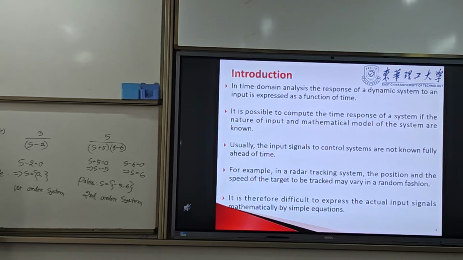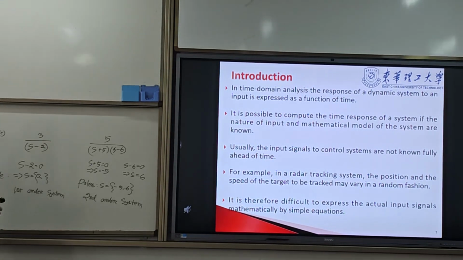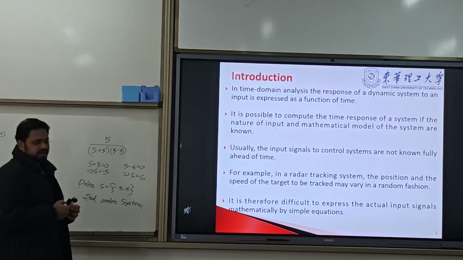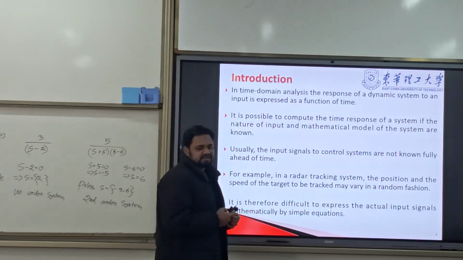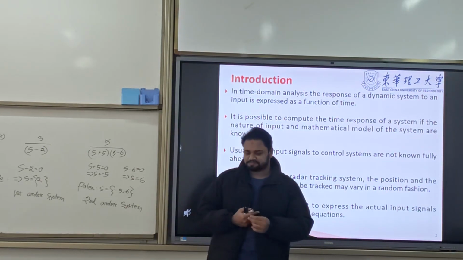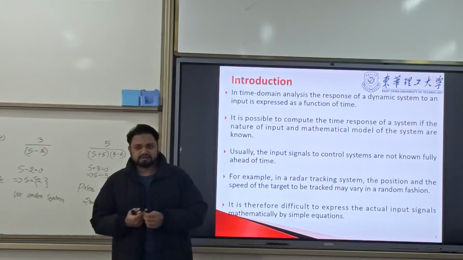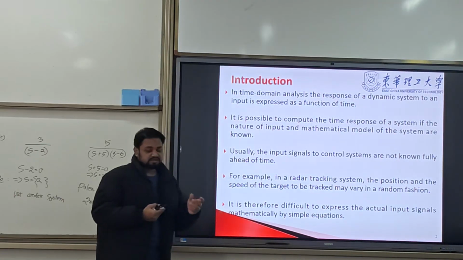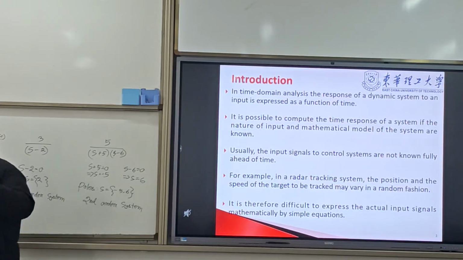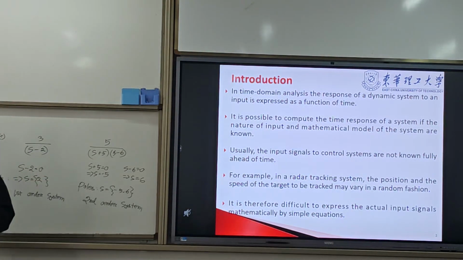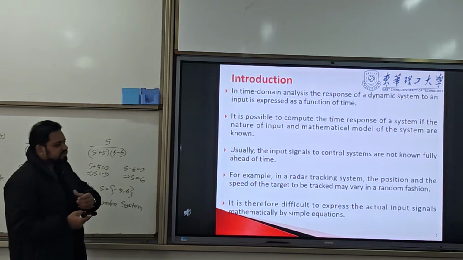So because of that, it is very difficult to find out the actual input signal mathematically by simple equations. This is the problem in our dynamic system: which type of input it is, because the input is always changing.